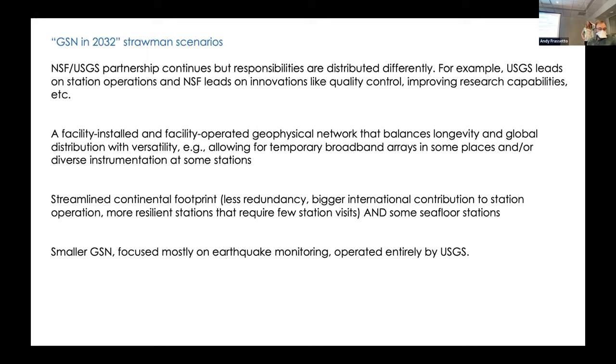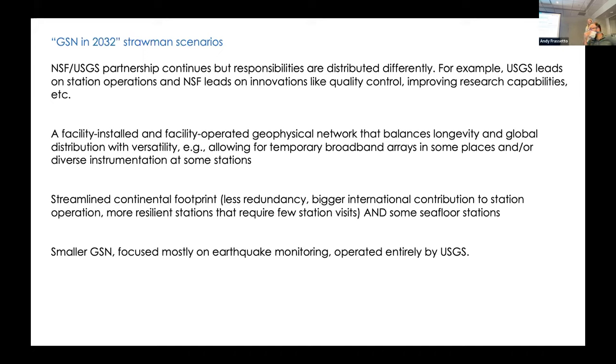I think you're getting at the fact that maybe right now there's an advantage for some stations that they're not operated by a government agency. Is that what you're getting at? No, we have not discussed this in detail.